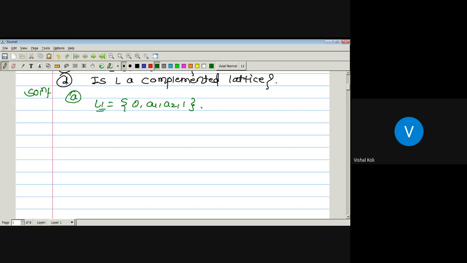Now similarly if we take 0 join A1, which is again A1, and 0 meet A1, which is 0, and that is in L1. Similarly for 0 and A2. Same for A1 join 1, which is 1, a member of L1. Similarly A1 meet 1 is A1, which is again in L1. Same for A2 and 1.